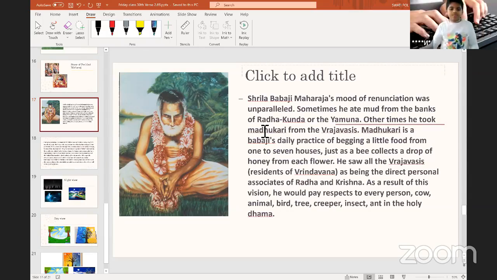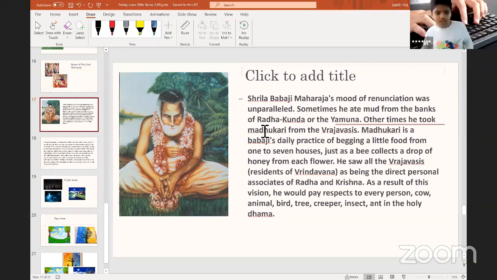Srila Babaji Maharaj's mood of renunciation was unparalleled. Sometimes he ate mud from the banks of Radhakund or the Yamuna. Other times he took madhukari from the Vrajavasis. Madhukari is a Babaji's daily practice of begging a little fruit from one to seven houses, just as a bee collects a drop of honey from each flower. Okay, we'll stop there. Thank you so much, Mukund.